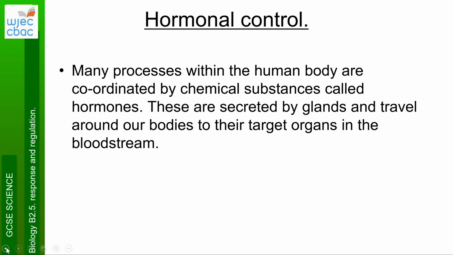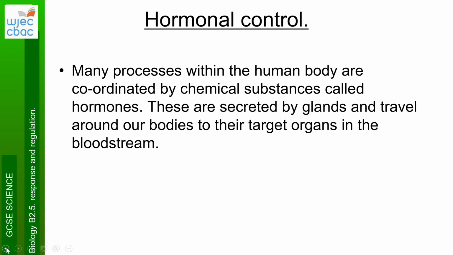So for the rest of this lesson we're thinking about hormonal control. There are other processes in the body that are coordinated by hormones as well. Another good example of that would be your menstrual cycle in females, where there are 4 different hormones involved controlling that monthly cycle and the release of the egg that occurs alongside it. So when we're thinking about hormones, there are various different areas in your body where they're produced by glands.